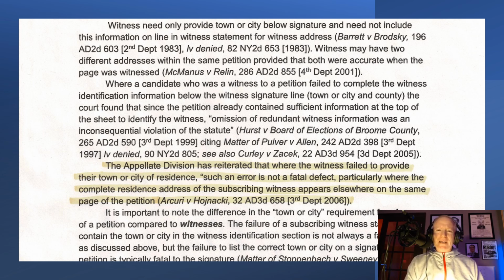Why am I saying bad things? Why am I attacking him? Don't tell me what your opinion is. What does the law say? What does page 29 of the election law say? The Appellate Division has reiterated that where the witness failed to provide their town or city of residence, such an error is not a fatal defect. So I don't want people telling me how they feel. Just tell me what the document says.